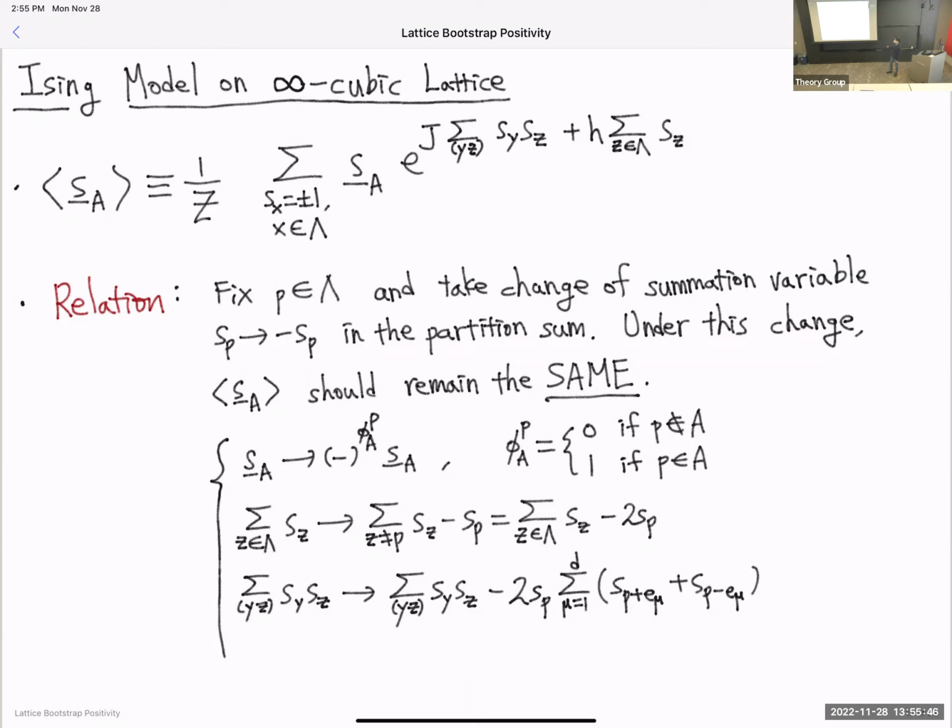So fix a point P in the lattice. And we are going to take change of summation variable SP to minus SP in this sum. Under this change, this correlator should remain the same. Why? Because we just redefined the summation variable, which is a dummy variable. Of course, your left-hand side is whatever it is, but as you take the change here, on the right-hand side, you're gonna get something that seemingly is different. And that's where the relation comes from.